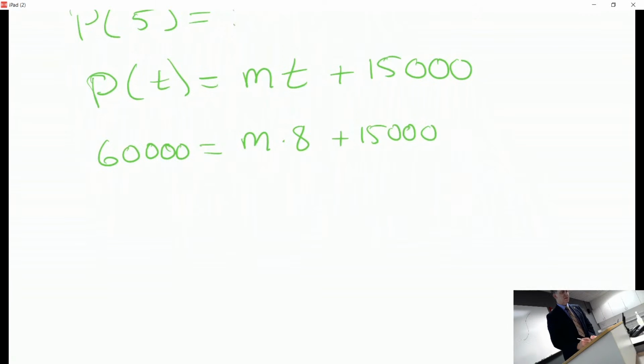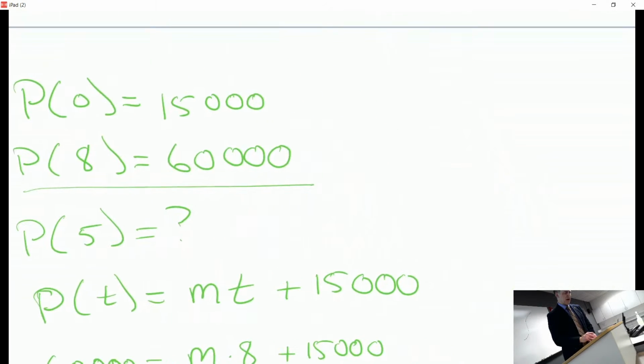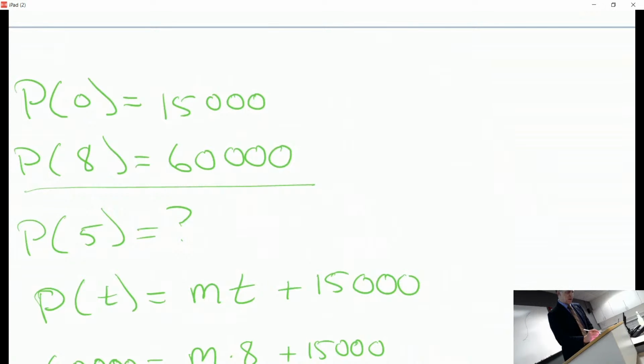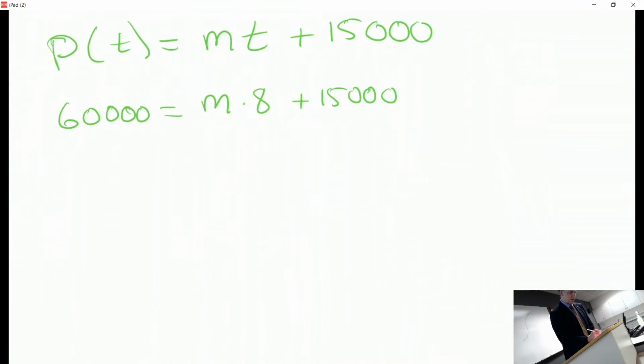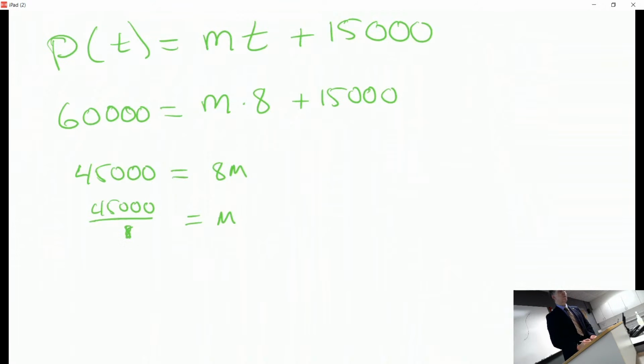I suppose I could have just used the point slope form. Yeah, I could have done it that way. Notice that you just do y2 minus y1 over x2 minus x1. That works as well. Well, anyway, we'll do it this way. This is 45,000 is equal to 8m. So m should be 45,000 over 8. 1,000 is divisible by 8. It's 125. So 125 times 45.